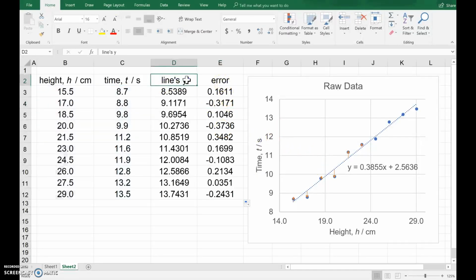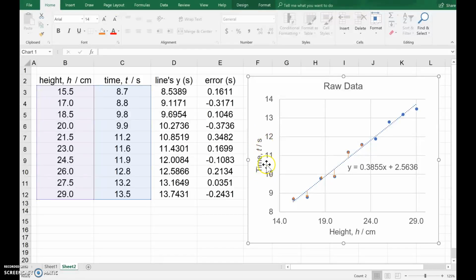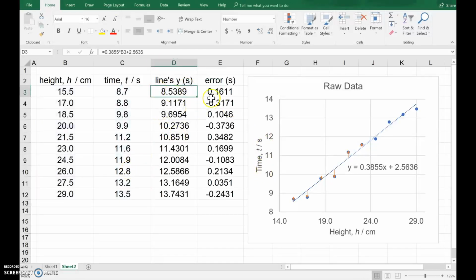These values, the line's y values, have units of seconds, and the error is time minus time, so it's in seconds as well. And why are they in seconds? Because that's what my y-axis is in. Okay. Now here's the problem.